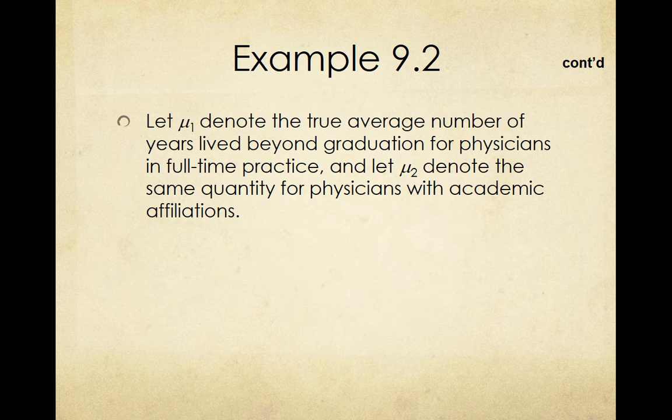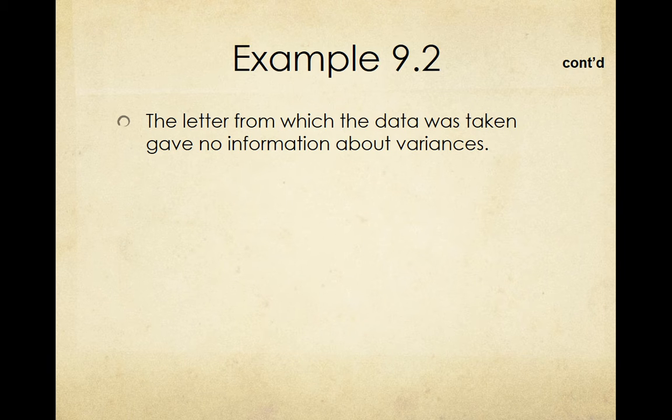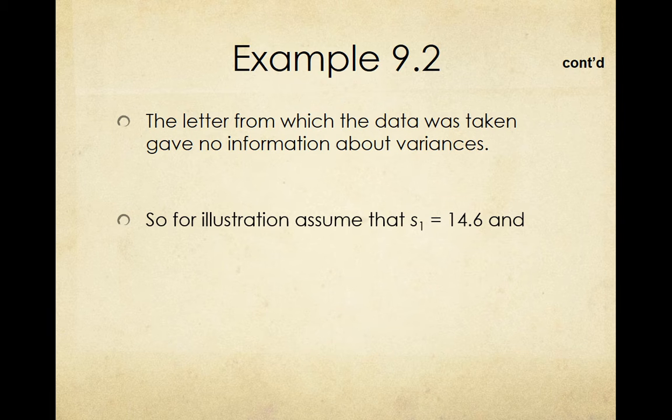So there we let mu1 be the average lifetime, years beyond graduation, full time, and assume n1 is 125 in one group and 90 in the other. And it doesn't give any information about the variance, so let's go ahead and just assign s1 to 14.6 and s2 to be 14.4. How did you find those values? We just made them up. Gotcha. No, we didn't make it up. It's just sort of looking at previous examples. We were just estimating what that would be. So in some sense, I guess we made it up, but estimating sounds a little better than making them up.